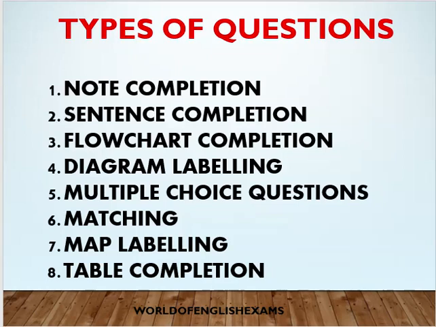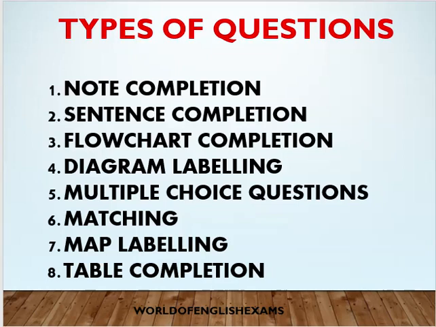Then there is map labeling. So you will be given a layout of an area, let's say a university sports center, or a theater or a museum or something like that, and you're supposed to label the various parts of a map by listening to the audio. Then finally there is table completion. You will see that a tabular column will be given with various blank spaces. This is one of the subsets of fill in the blanks, and you need to listen to the audio and fill the table. So these are the various types of questions that you see.